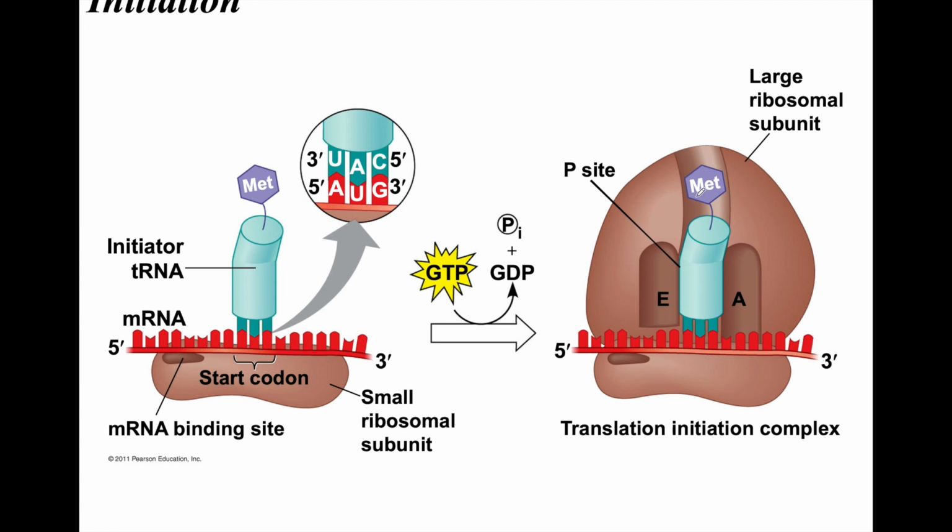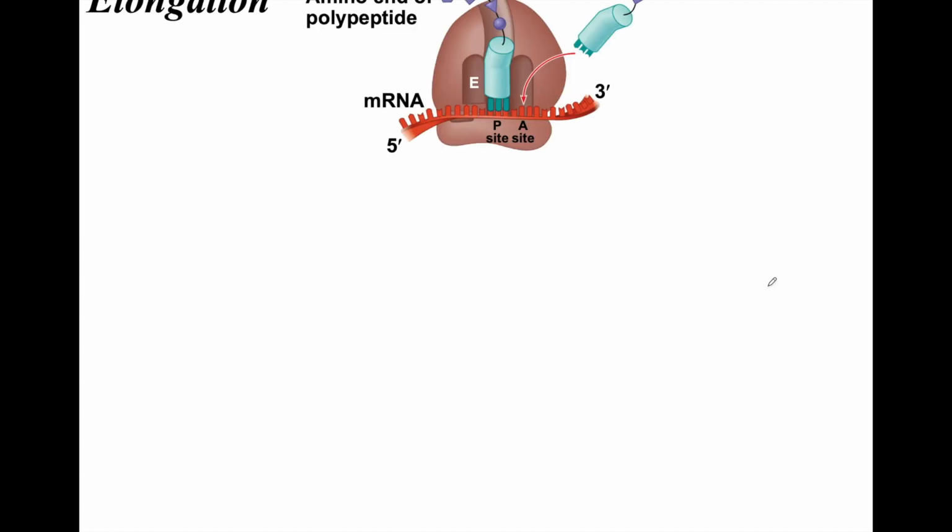Now, when it's put together, that first tRNA is in the P site. What that means is there's now the next codon exposed in the A site. So the next tRNA that has an anticodon that matches up with this codon is going to enter into the A site, and that starts the elongation step. So this tRNA that has an anticodon that matches up with the codon in the A site enters into the A site, bringing its amino acid.